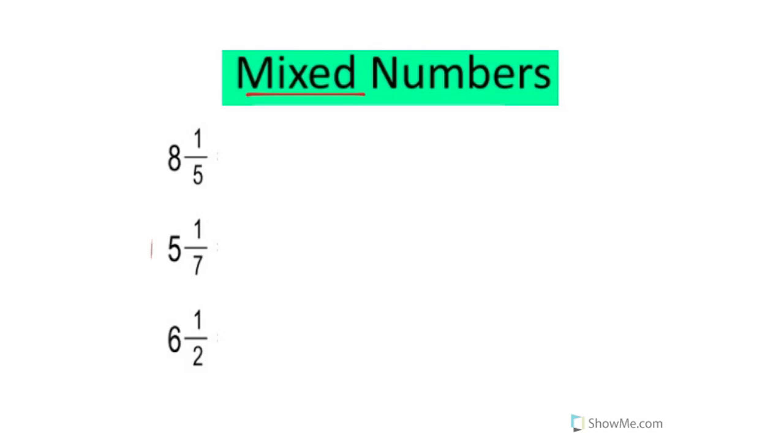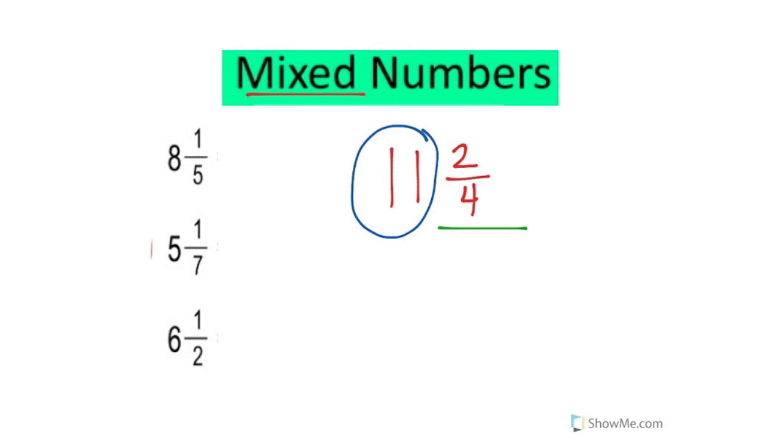These here are really, really easy. So let me give you another quick example of another mixed number. Let's do 11 and 2/4. That is a mixed number. Well, what makes this a mixed number? Well, you have your whole number and you have your fraction.